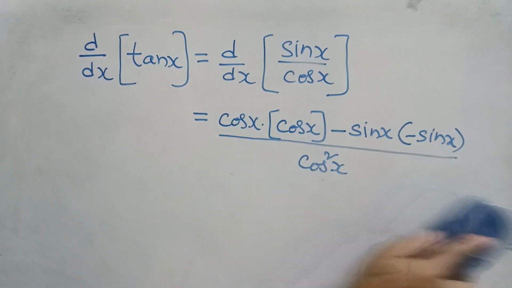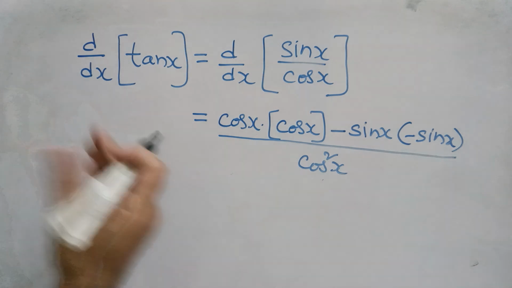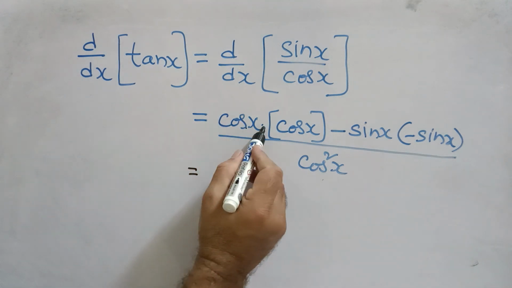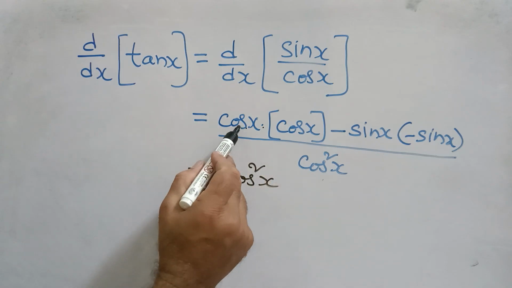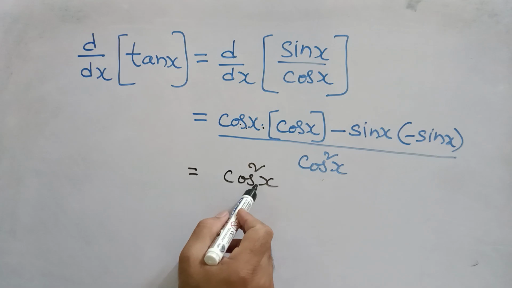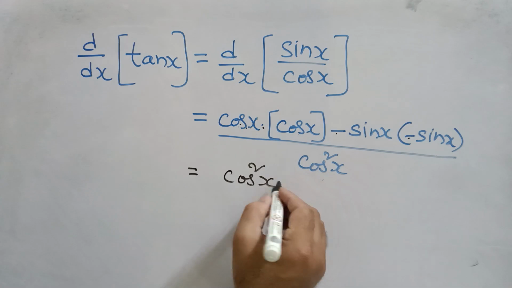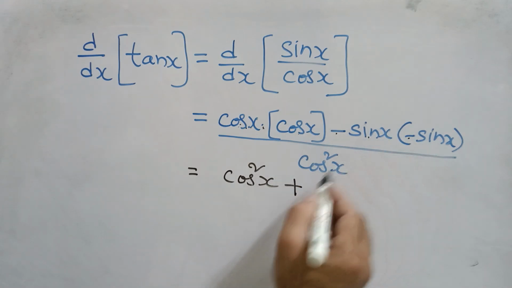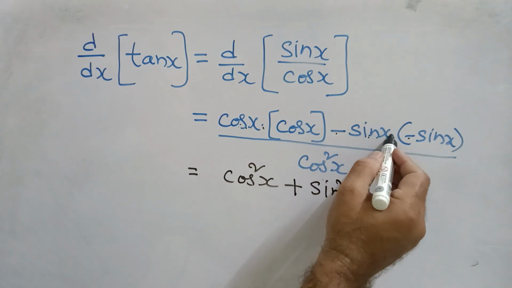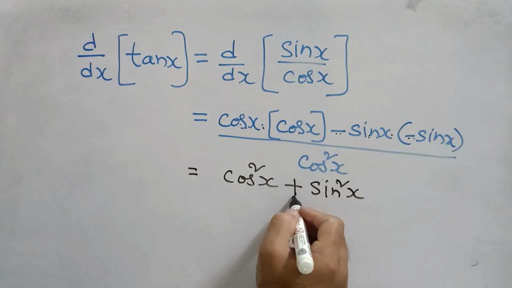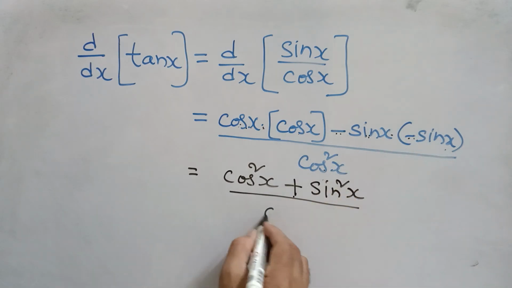Then what is the final simplification? This is equal to cos x into cos x, which I can write as cos square x. Am I clear? Minus into minus is plus, and sin x into sin x is sin square x. Getting it or not? So it is cos square x plus sin square x by cos square x.